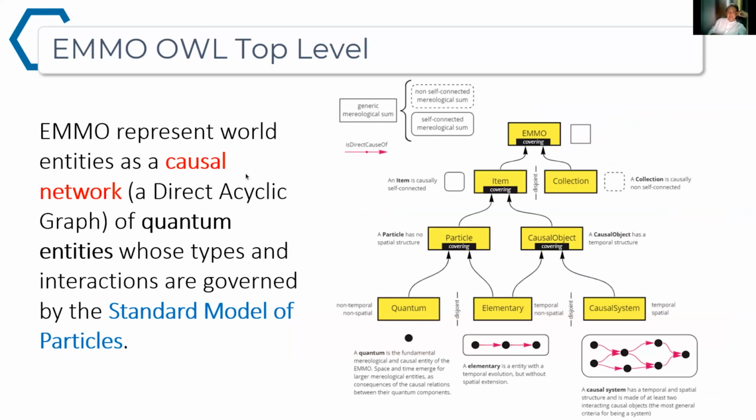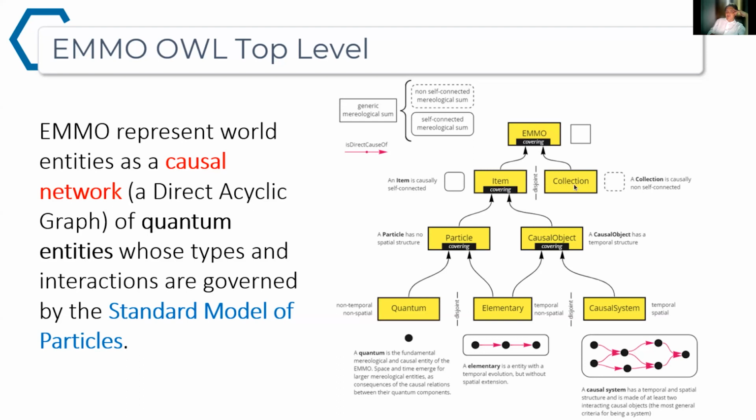This is the fundamental taxonomy of the EMMO. You can see that an EMMO entity, whose ambition is to describe all the entities that you have in the world, can be an item or a collection. Items are things that are physically related. So there is a physical interaction between the elementary parts of this entity.